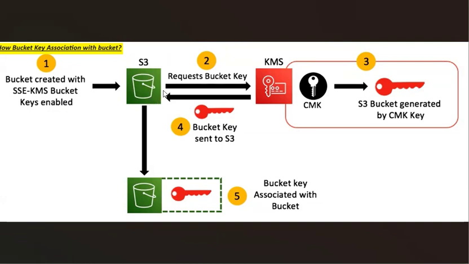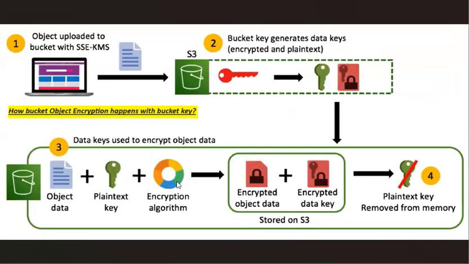Whenever your bucket requests KMS to generate a bucket key, the CMK, customer master key, will generate the bucket key and it will be sent back to S3. Whatever bucket key is received by S3 will be associated with the bucket that requested it. Now your bucket has your bucket key. Now let's see how encryption and decryption happen with this bucket key.